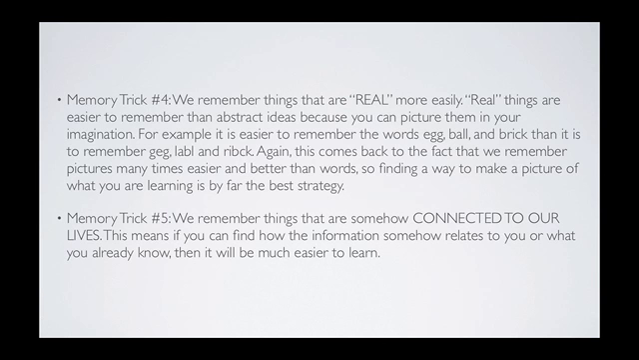Finally, we have memory trick number 5, and that is that we remember things that are somehow connected to our lives. And what this means is that if you can find how the information somehow relates to you or what you already know, then it's going to be much, much easier to learn.